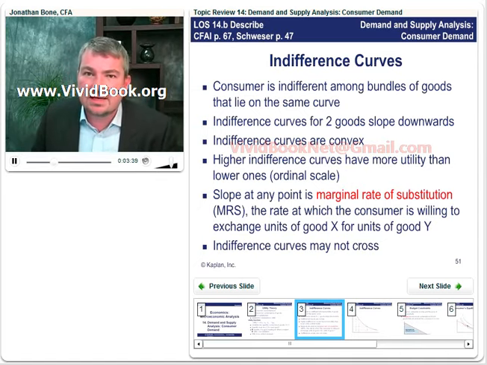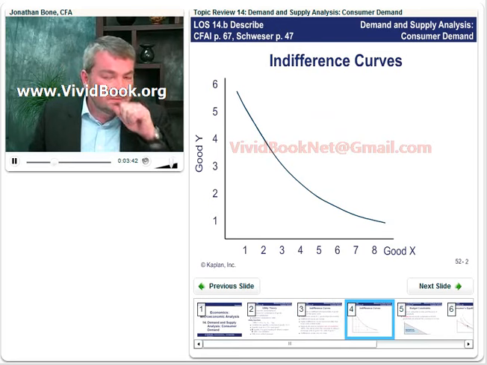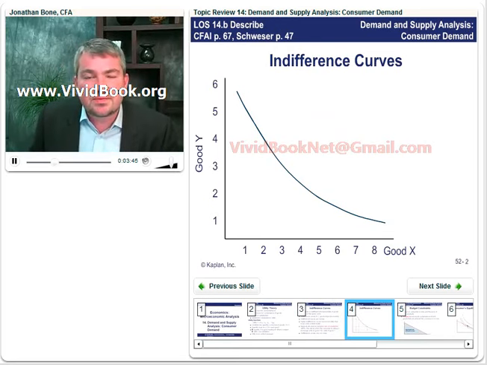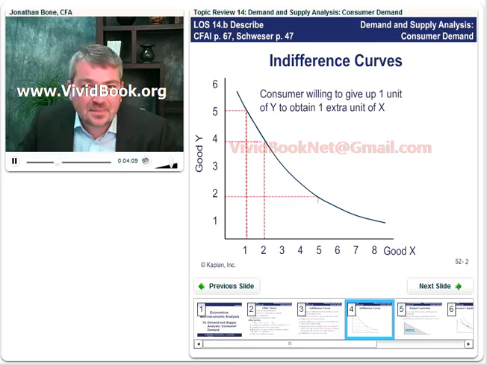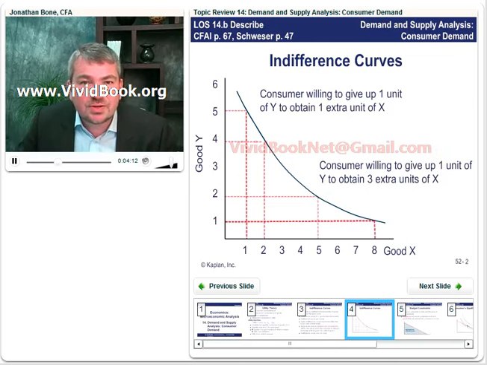Okay, let's have a look at an indifference curve. So here are our indifference curves. We've got 2 goods, good Y and good X, and you can see up there, what have we got? Well, you can see that the consumer would be willing to give up 1 unit of Y, so to move from 5 units of Y to 4 units of Y, in order to obtain 1 extra unit of X. Move from 1 unit of X to 2 units of X. But we can see at other points on the indifference curves that's not true. So you can see that the MRS, the marginal rate of substitution, changes along the indifference curve.